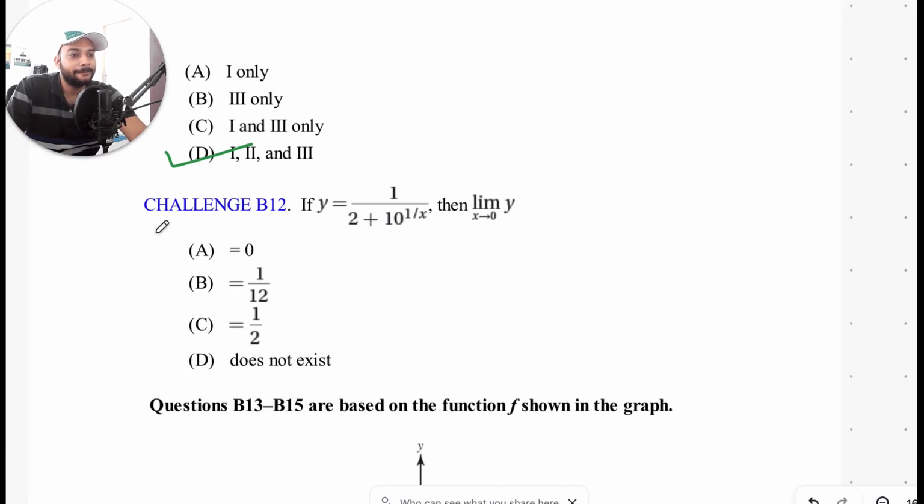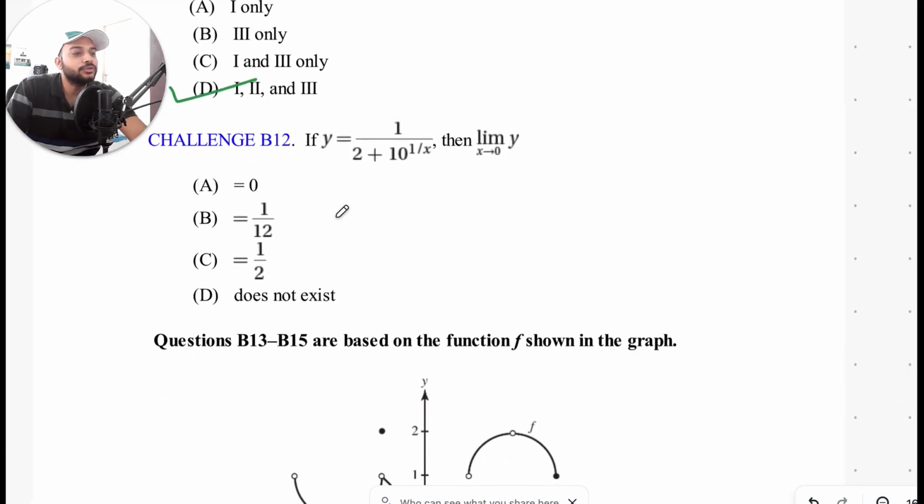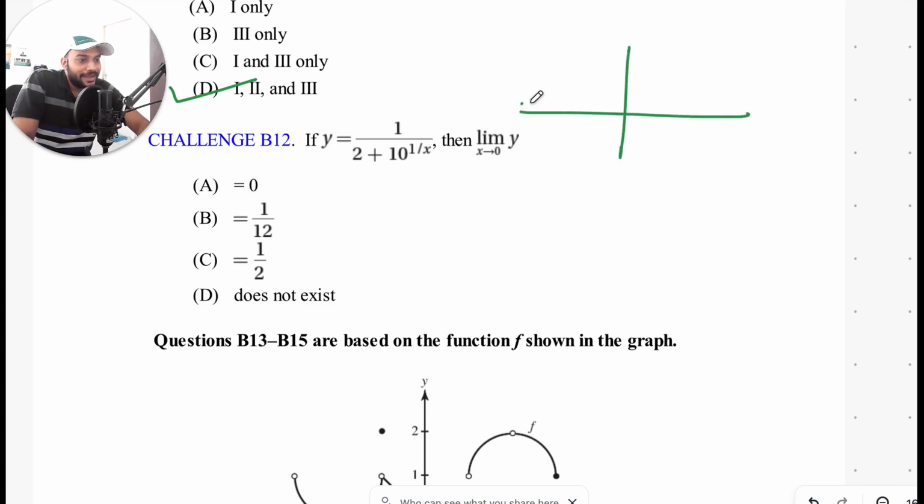Challenge B12. If y is equal to 1 upon 2 plus 10 raised to power 1 over x, then limit x tending to 0 of y is, okay, we need to check this. Left hand, right hand, both we'll check. 10 raised power 1 upon 0. 1 upon 0 is going to be infinity. Okay. 10 raised power infinity is going to, so let's say 10 raised power x is this. This is the graph. Okay.